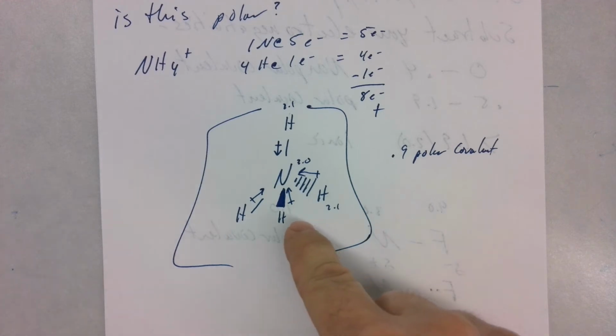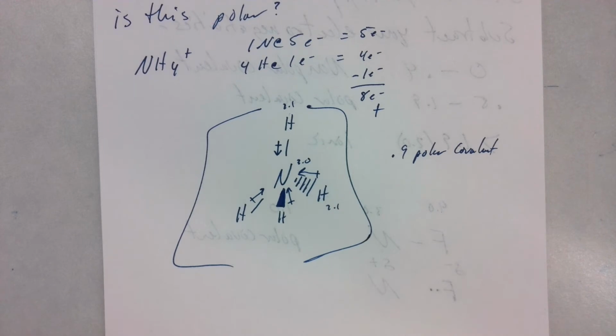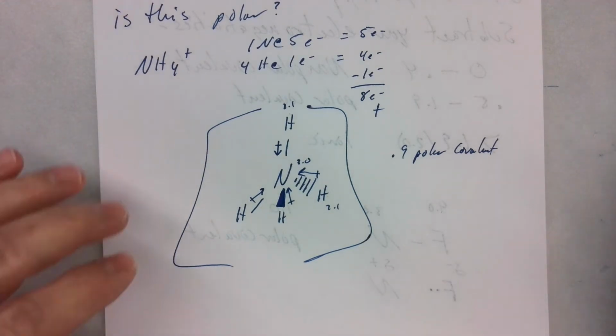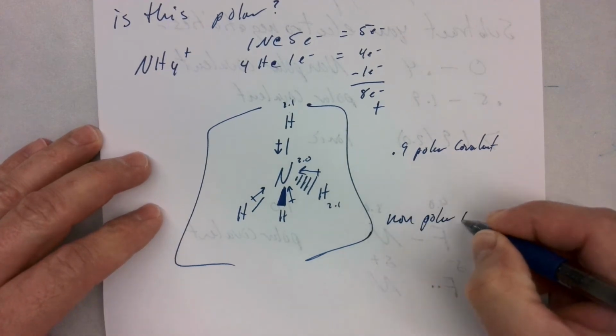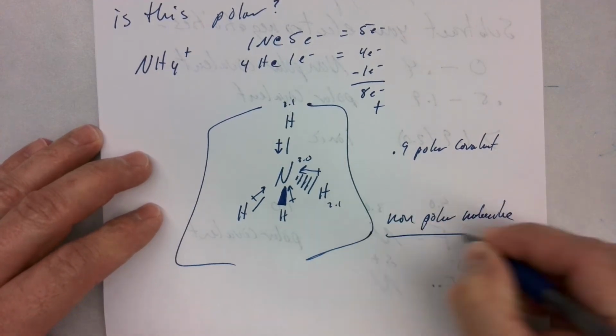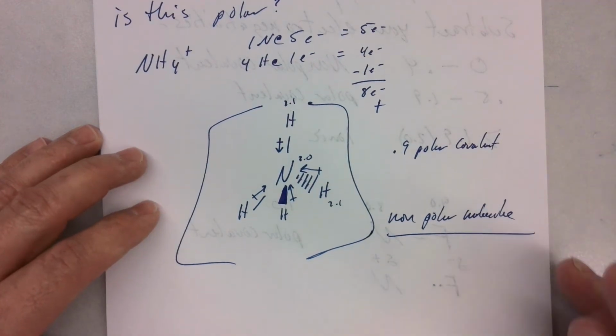Now what's the difference here? Instead of pulling away, they're all pushing in. Would that make a difference? No, because if they're all pushing in, they're still going to cancel each other out. So would this be a polar molecule? No, this is a non-polar molecule. Even though the bonds are polar, the net molecule is non-polar.